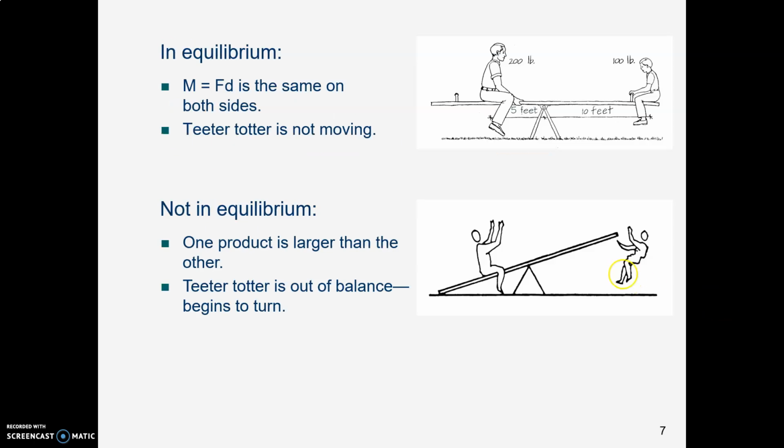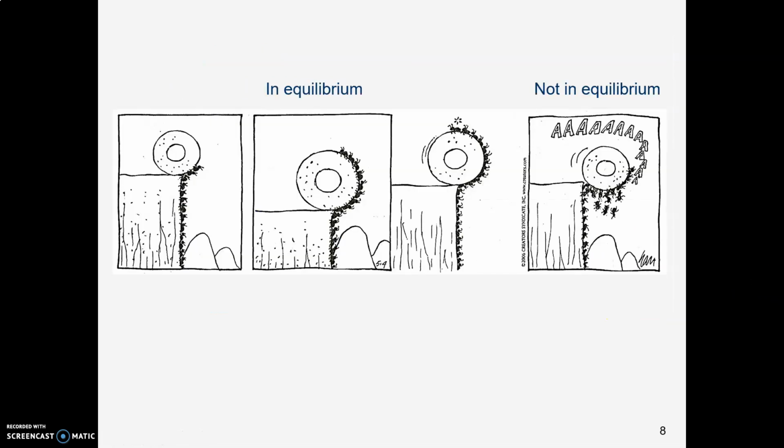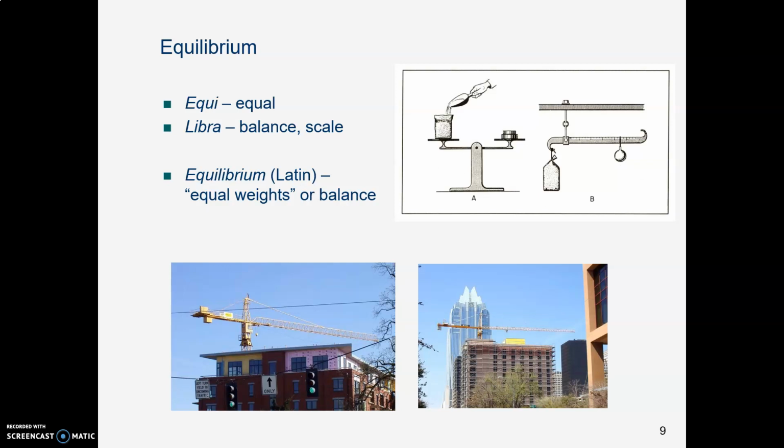So here are our 2 friends on a teeter-totter, and because their moments are equal and opposite, that teeter-totter is not moving. Here are 2 people who are not equal, they're not in equilibrium, and so the thing starts to turn. In equilibrium, not in equilibrium. Equilibrium comes from 2 Latin words, equa, which means equal, and libra, which means a balance or a scale, you know, like one of these things.